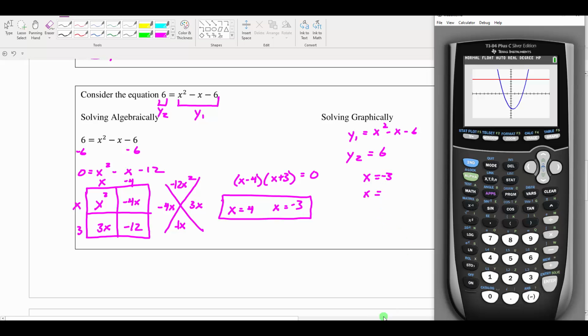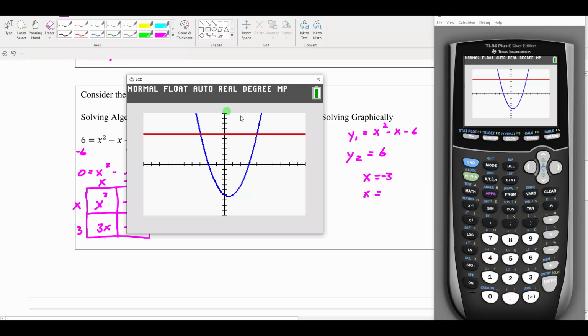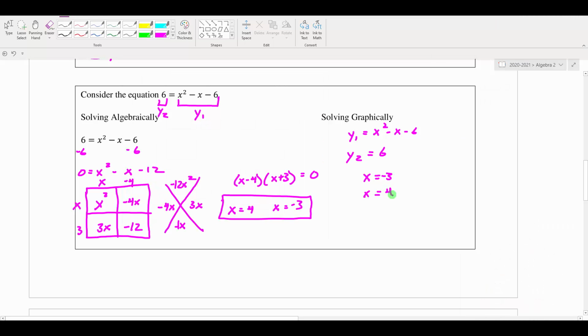And then I'm going to go back to my calculator, and I'm going to look at this other intersection point over here. So if I come straight down, that's going to hit right here for an x value. So that's going to be 1, 2, 3, 4. So that'll be a positive 4. All right, so there's my solutions that I got from the graph. And you can see we got the same exact thing, right?